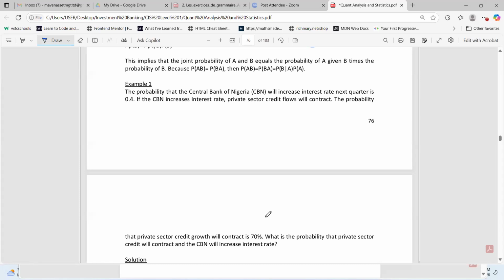The probability that the Central Bank of Nigeria will increase interest rate next quarter is 0.4. If the CBN increases interest rate, private sector credit flows will contract. The probability that private sector credit growth will contract is 70%. What is the probability that private sector credit will contract and the CBN will increase the interest rate?